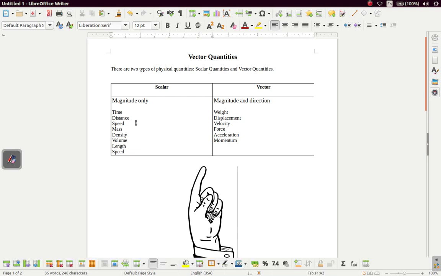Distance, scalar quantity. You do not ascribe a direction, you do not place a direction when you're talking about just distance. Speed, whether in meters per second or kilometers per hour, you don't say what direction it has traveled. Right? So mass, density, volume, length, speed. I already spoke of speed. Distance and length, same thing. Alright? But when it comes to vector quantities, examples include weight, displacement, velocity, force, acceleration, momentum.